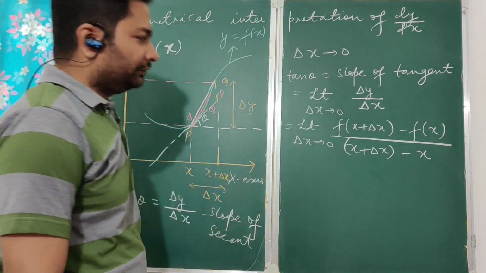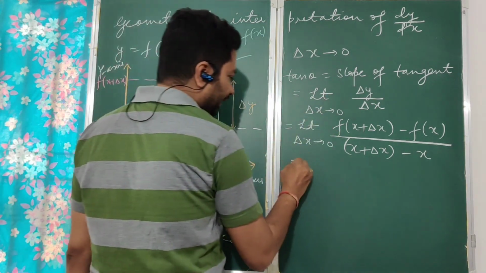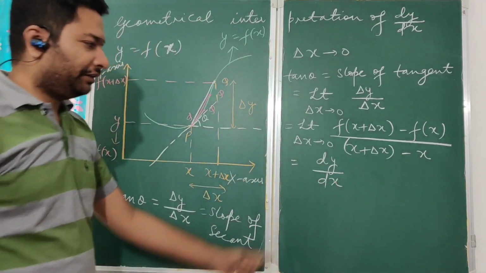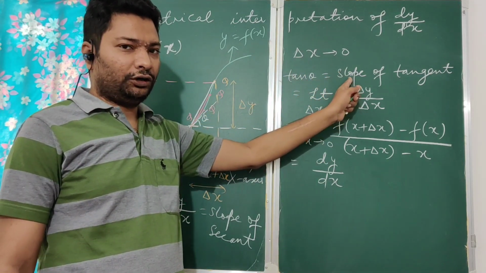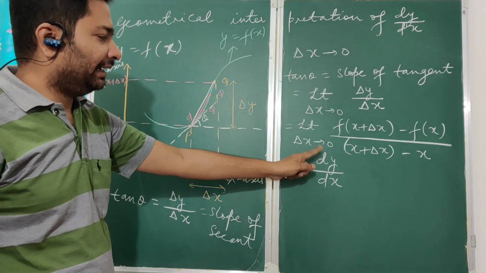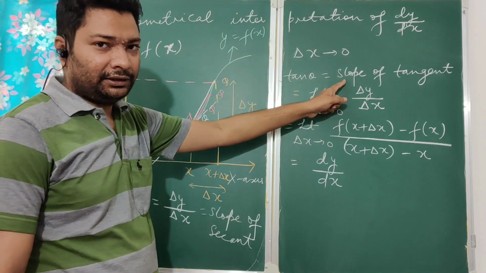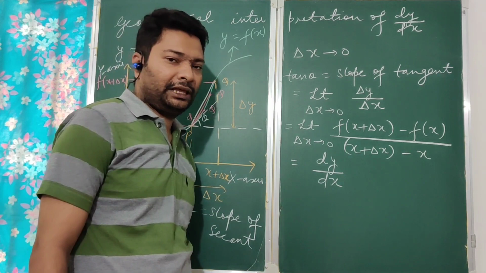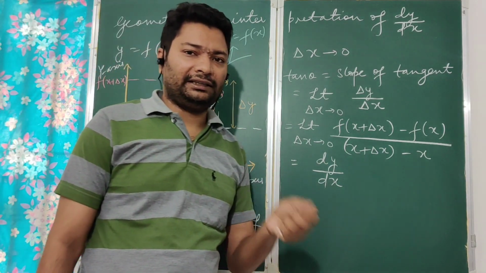So this is the function, and mathematically we can write it as dy by dx. Geometrically, what is dy by dx giving me? It gives me the slope of the tangent to the curve y is equal to f(x) at a given point. So this is the geometrical interpretation of dy by dx.